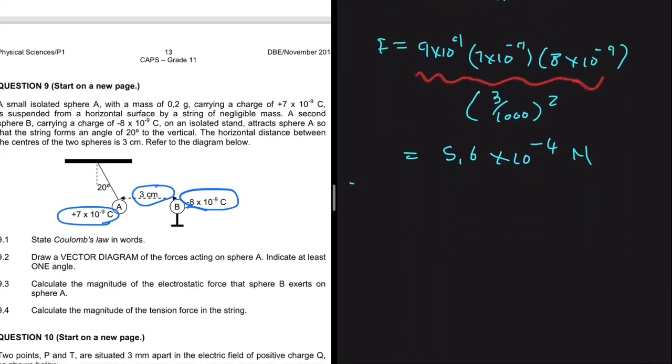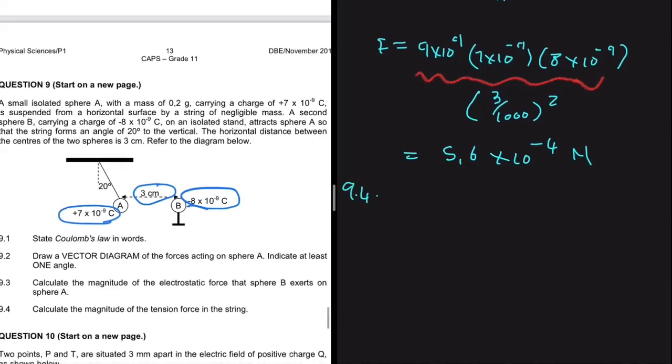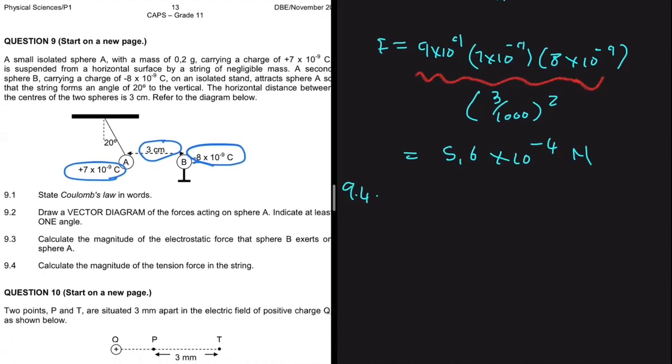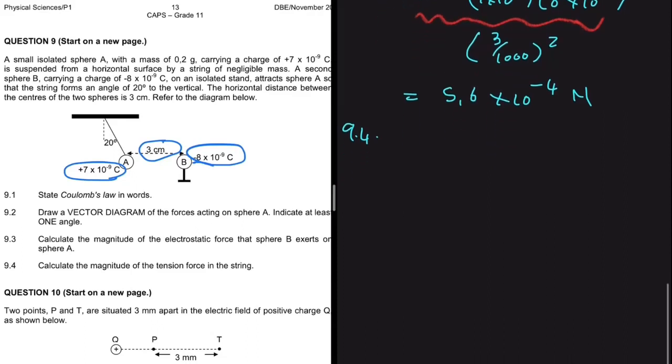Now let's do 9.4. 9.4 says let's calculate the magnitude of the tension force in the string. There are two ways of approaching this question. Again, our vector diagram for A: we had Fe, the electrostatic force, and Fg, and then we had the tension at an angle.